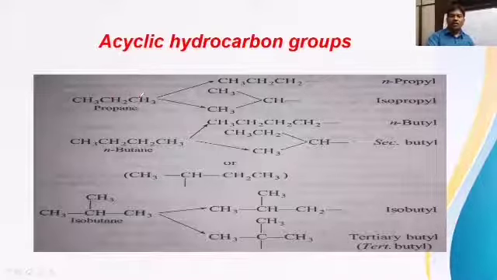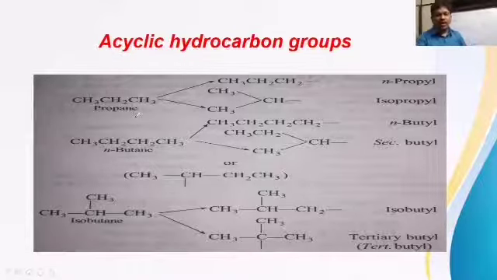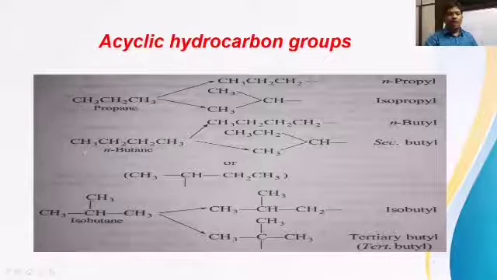N-propyl, normal propyl group, is obtained by removal of hydrogen from any one terminal carbon. So in this way we have to understand how normal alkyl and isoalkyl groups are obtained, because propane is nothing but an alkane. Alkane minus one hydrogen, what is it? It is an alkyl group. And the second example, N-butane, normal butane.